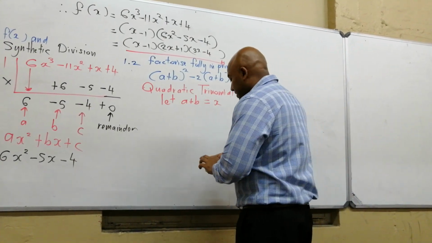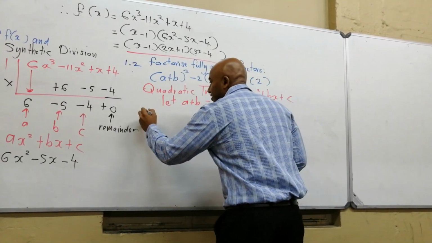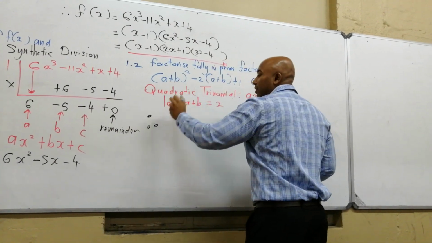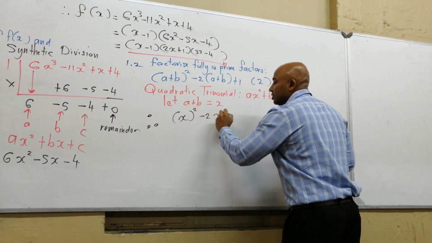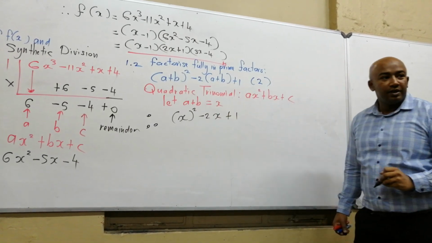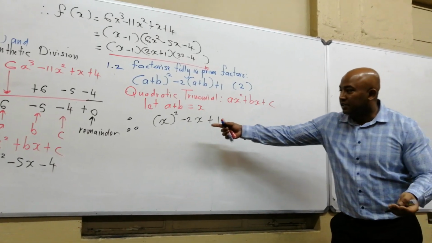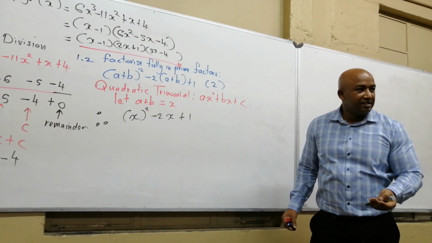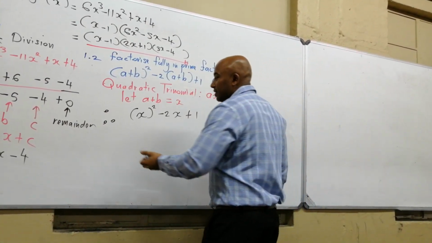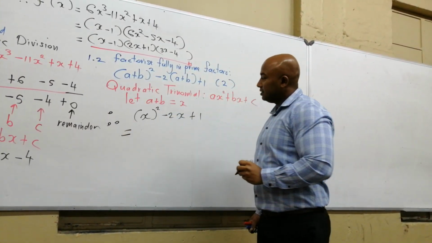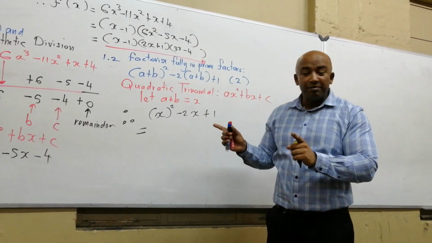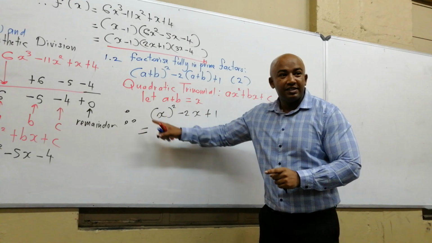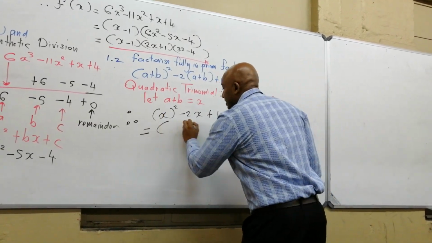So if I let a plus b equal to x, we now have x squared minus 2x plus 1. And now it's a simple quadratic. Can you see that? It's a simple quadratic, not like 6 where you have to go and play around with the numbers. This is just a 1 here. So it's simple.